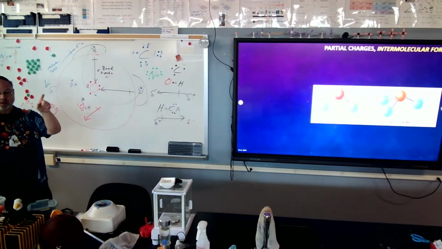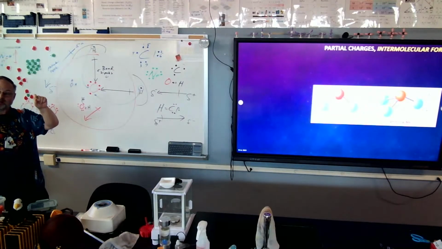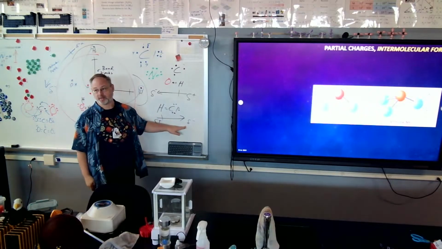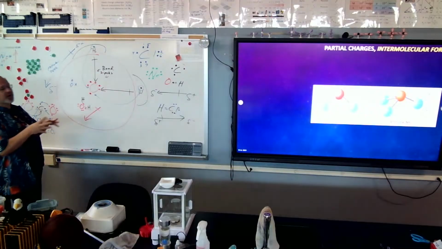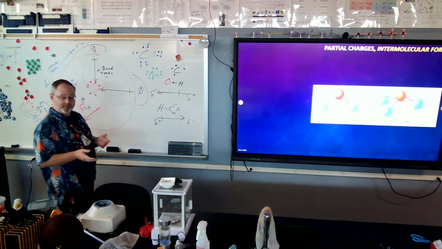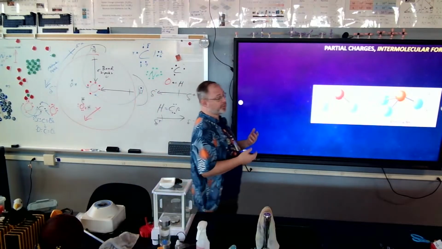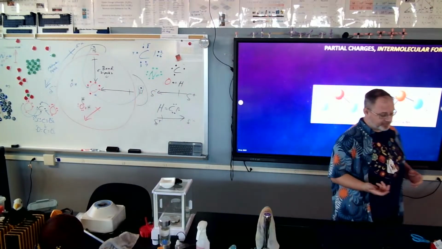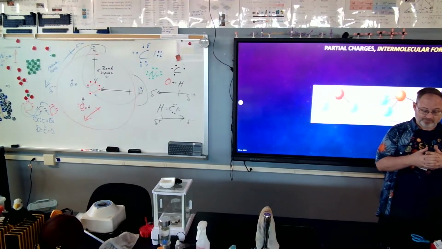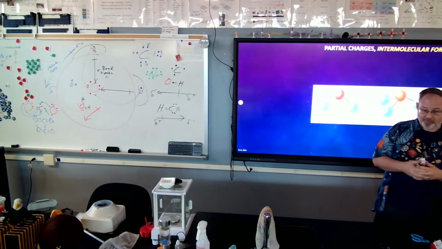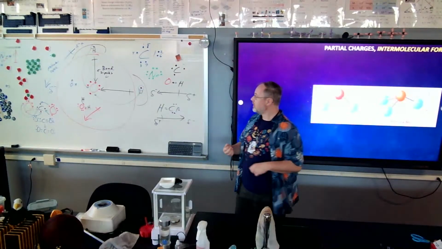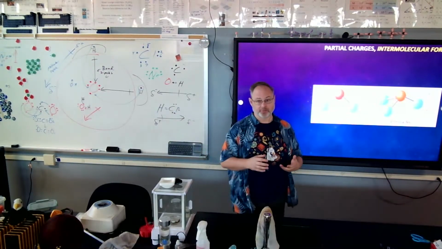Again, a bond dipole is an arrow that points to where the electron density is, the positive on the other end, and it makes a partial positive and a partial negative. Then we sum up the bond dipoles. And the sum of the bond dipoles tells us, is that a polar molecule or a nonpolar molecule? If they sum up to 0, what kind of molecule is it? Nonpolar. If they don't sum up to 0, what kind of molecule is it? Polar.